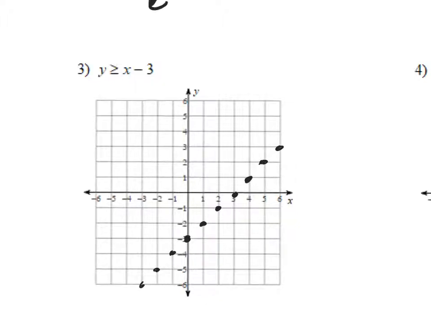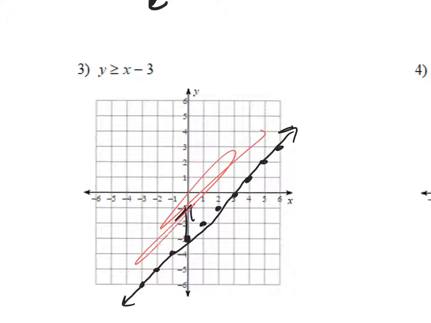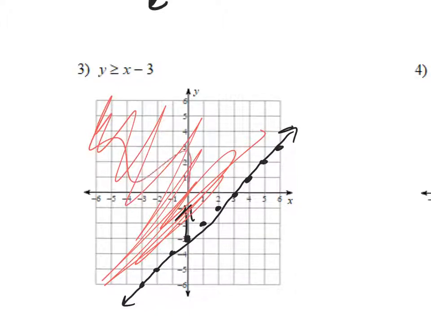Now, solid line or dashed line? Well, it's greater than or equal to. So that means I want a solid line. So we're going to connect everything. There are no gaps. Now, do I want to shade above or below? It's greater than, so that means I want to shade above. So I'm shading everything on this side of my line.